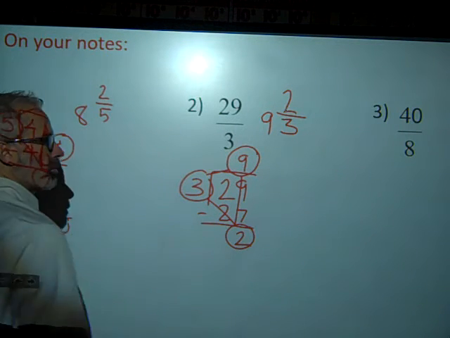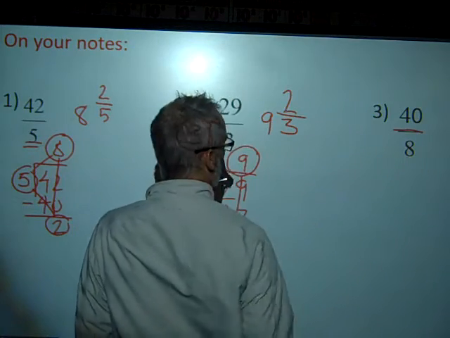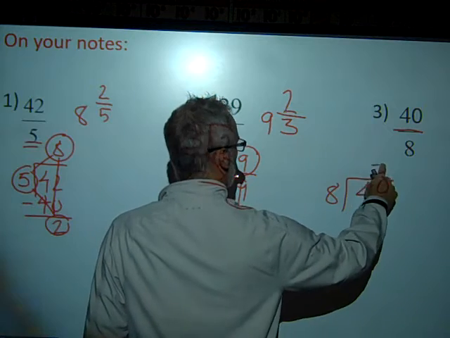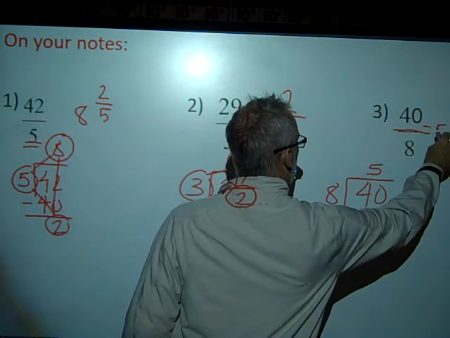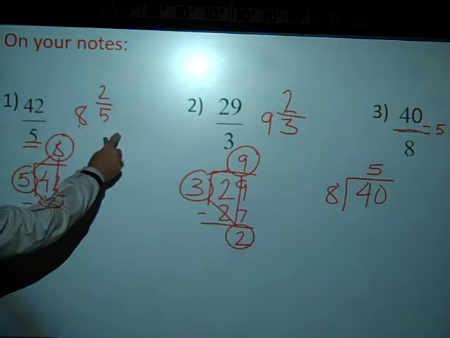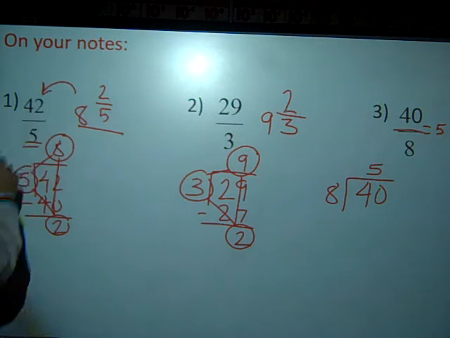All right? This last one's tricky. 40 divided by 8. Well, we know what 40 divided by 8 is. What is 40 divided by 8? And the answer is 5. No fraction there. Just 5. Sometimes it happens that way. Okay? Well, how about changing a mixed number back into an improper fraction?